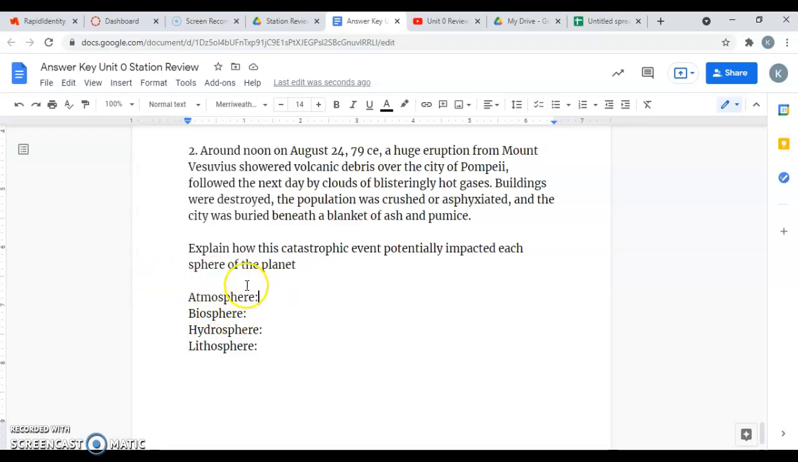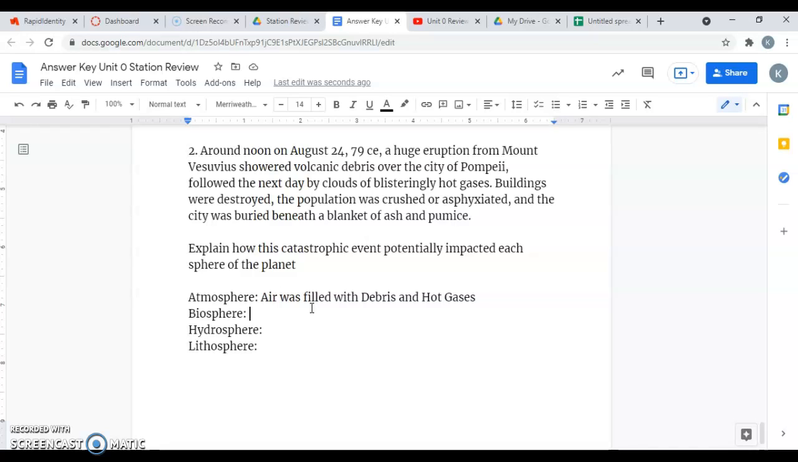So the atmosphere is the air, and we know based on this information that there was a lot of debris that was showered in the atmosphere, and then clouds of blistering hot gases. So we would say the air was filled with debris and hot gases. Okay? And that's it. That's all you have to do. You just have to quickly say how each of the parts of the planet were impacted.